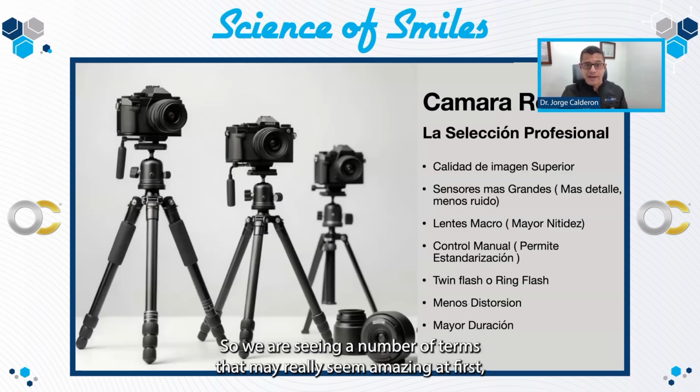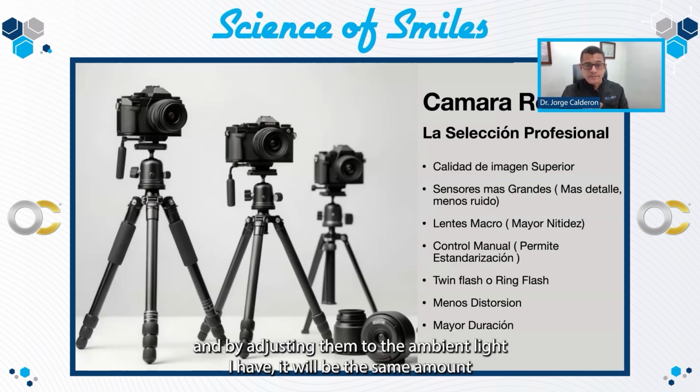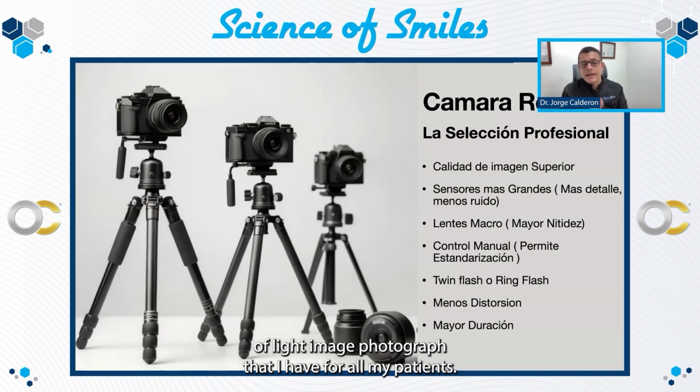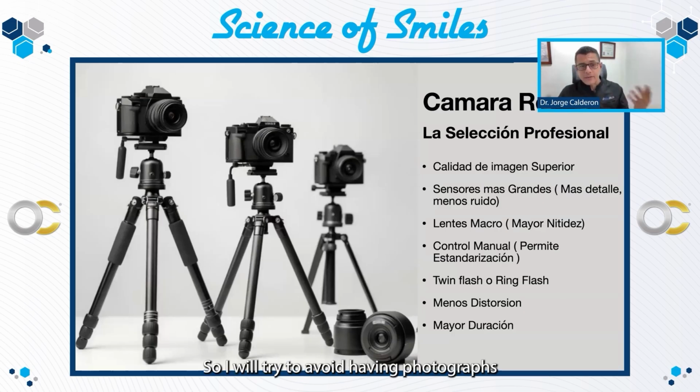So, we're seeing a number of terms that may really seem amazing at first, but surely, throughout our talk, they will become completely clear to us. The manual controls will facilitate something that the cell phone does not allow, which is the standardization of the shots. That is to say, I can have those settings, and by adjusting them to the ambient light I have, it will be the same amount of light, image, photograph that I have for all my patients. So I will try to avoid having photographs that vary a lot in tone or composition.